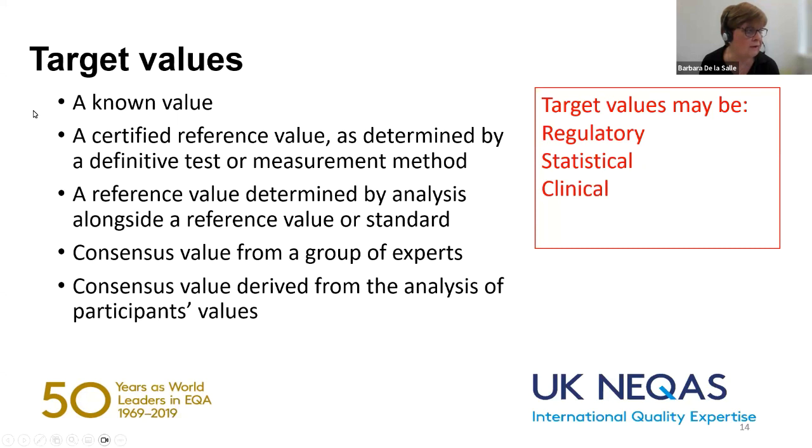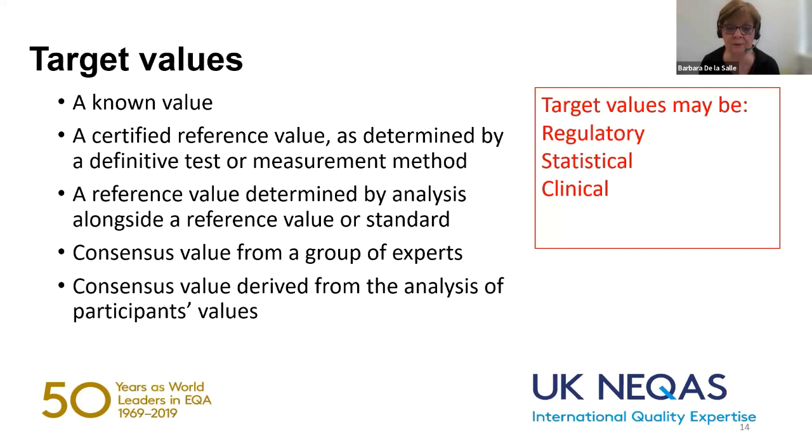And how target values can be derived in external quality assessment is that you can have a known value, you can have a certified reference value as determined by a definitive test or measurement method. You can have a reference value determined by analysis alongside a reference value or standard. You may have the consensus value from a group of experts, or the consensus value derived from analysis of participants' values. In EQA terms, these are ranked top to bottom. The best target value is one that you actually know the answer to, but usually that comes down to something like a genotype or a blood group.